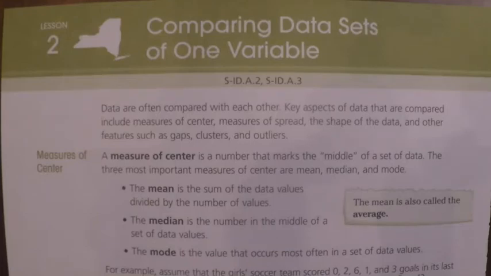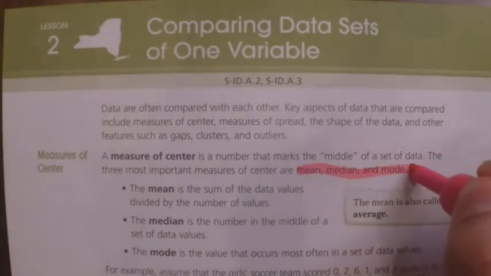All right, so for the first part here, it says measures of center. Data are often compared with each other. Key aspects of data that are compared include measures of center, measures of spread, the shape of the data, and other features such as gaps, clusters, and outliers. So a measure of center is a number that marks the middle of a set of data. The three most important measures of center are the mean, the median, and the mode.